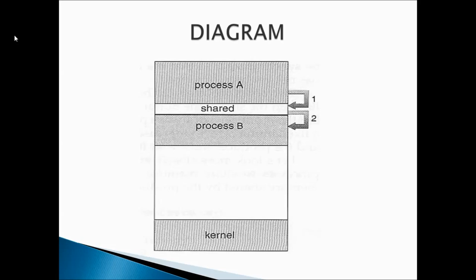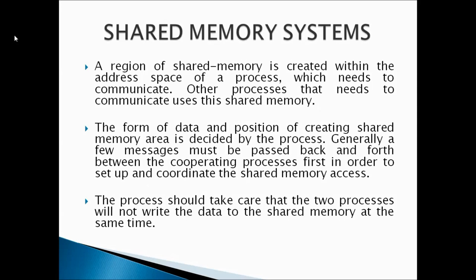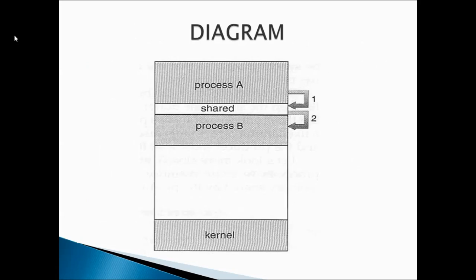There will be a lot of space, right? So within that space, where I have to create this, those things are taken care of by the process. Next, one more important thing: a few messages must be passed back and forth. That means both processes have to exchange some messages in order to set up and coordinate the shared memory access. They can't suddenly start the communication. Before that, these processes should communicate with each other by passing messages for the initial setup. After the initial setup, they can share the memory.